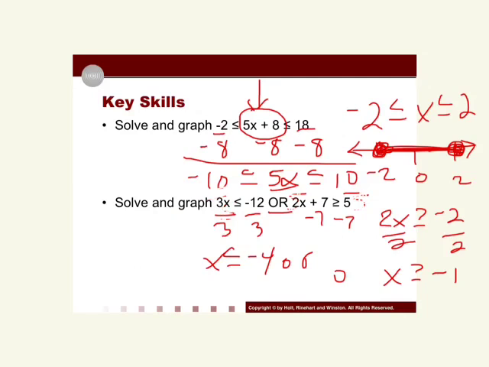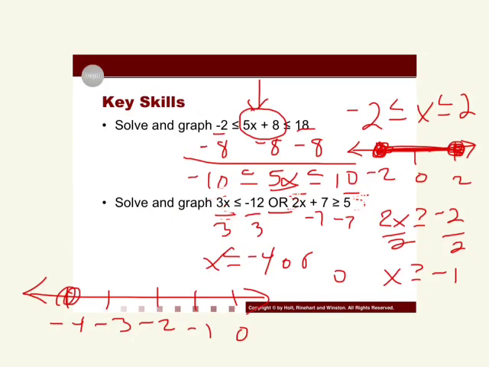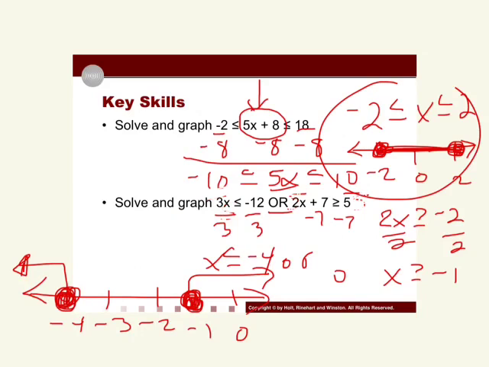So I have the OR. So now I graph. So I have negative 4, negative 3, negative 2, negative 1, 0. Less than or equal to a negative 4, so it's closed and to the left. And greater than or equal to a negative 1, so it's closed and to the right. And then again, there's our answer. Now, these type of answers that we're getting, these are the typical answers for our compound inequalities.